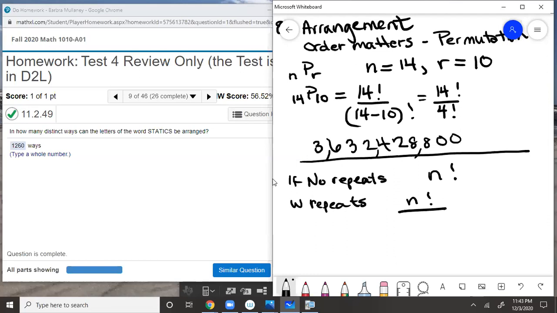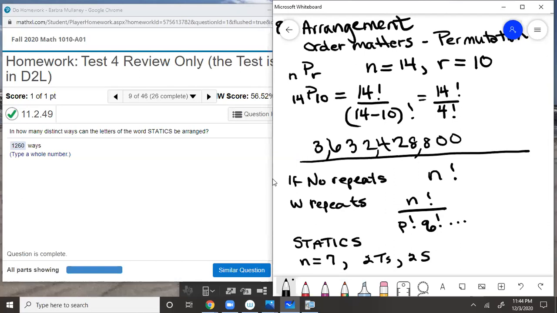So whatever the repeats are, we find out how many times they repeat and put a factorial next to it. And then if there's another letter that repeats, we see how many times that one repeats, and we put a factorial, and we keep going until we finish with the repeats. Okay, so in this problem, we have the word statics. So that's 7 letters. So N is equal to 7. Now let's look at the repeats. We have 2 T's and we have 2 S's. And I believe we've got all the repeats there.